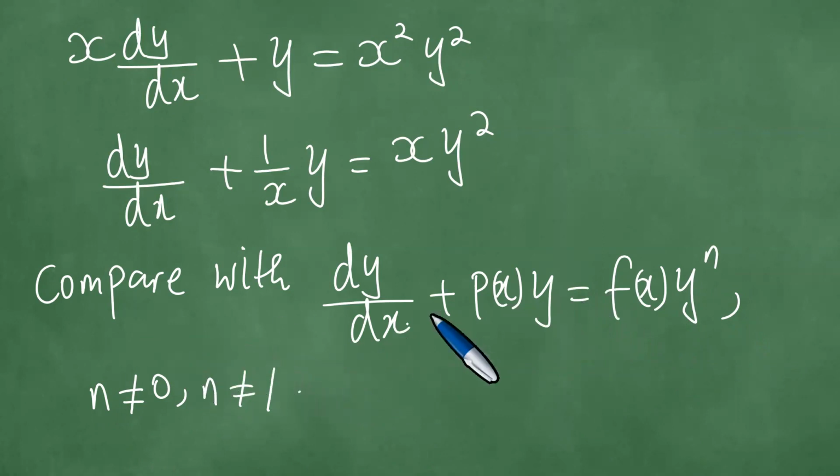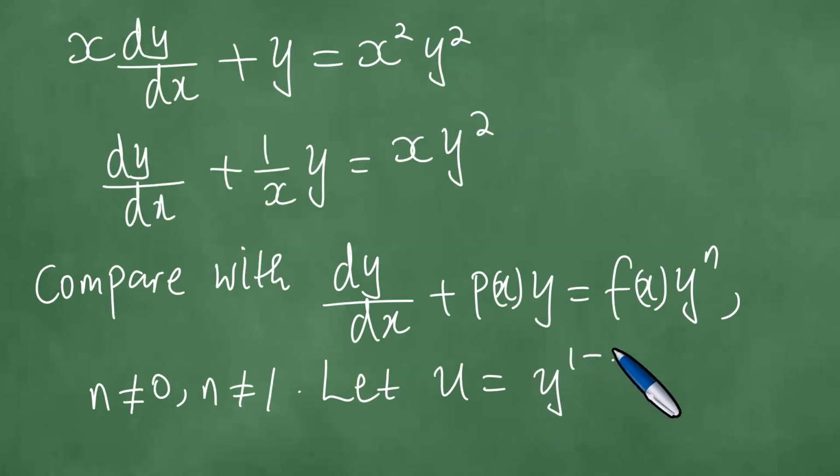And so we compare with this, but at this point we let u be equal to y to the power 1 minus n. And this is enough. After we transformed it and compare, we can see p(x) becomes 1 over x, then there is y, f(x) is x, and then there's y to the power n, which is exactly y squared. At this point, we proceed to solve this differential equation in detail as follows.